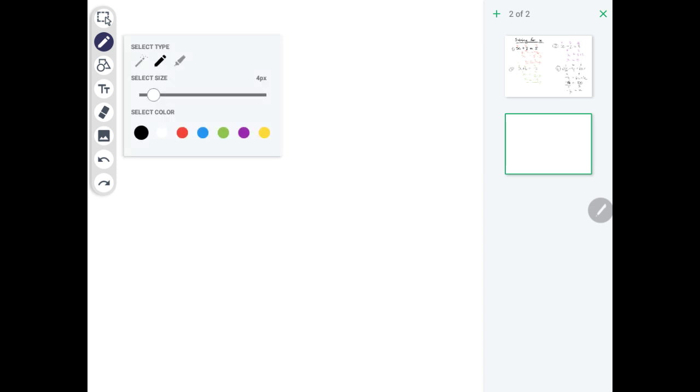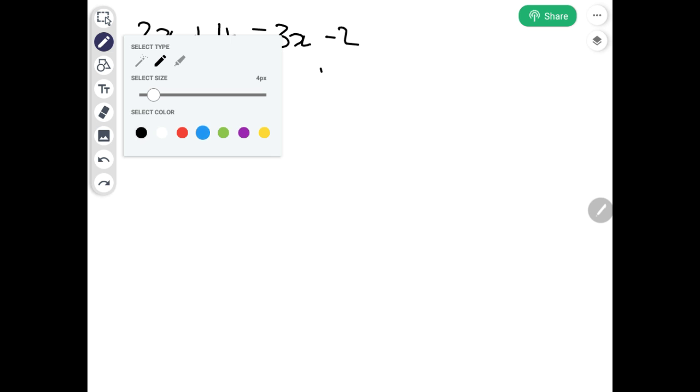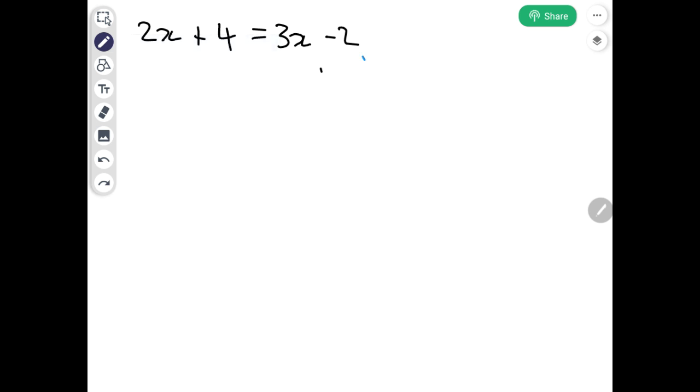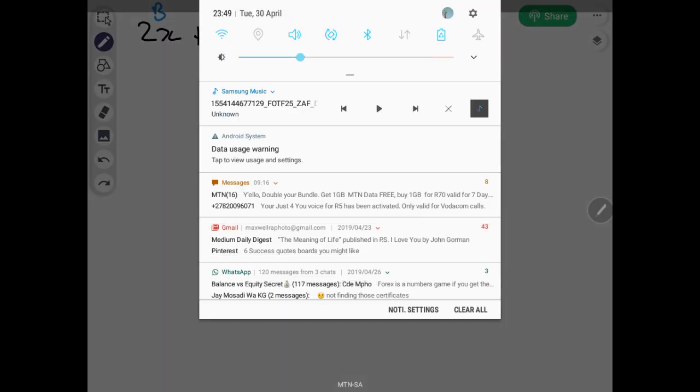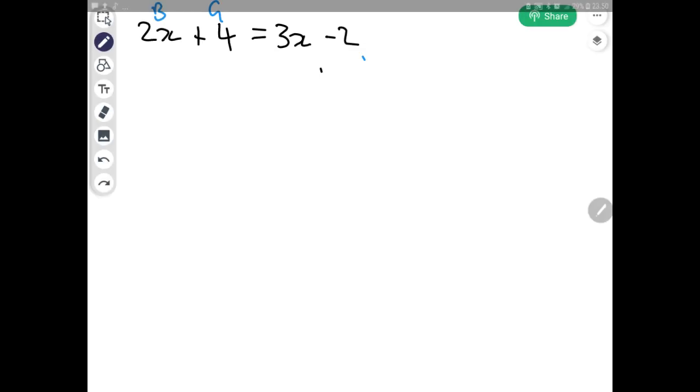So, for example, if we continue here, if you have a question like 2x plus 4 is equal to 3x minus 2, right? So we know that the one with an x on it will be a boy. This is just a number, so it will be a girl. And this is a number, so it will be a boy as well. And then this negative 2 will be a girl.